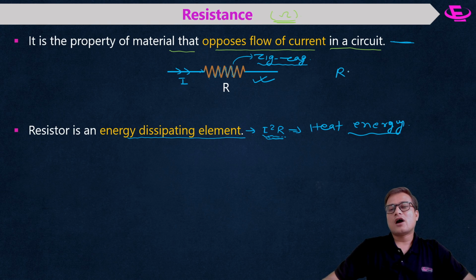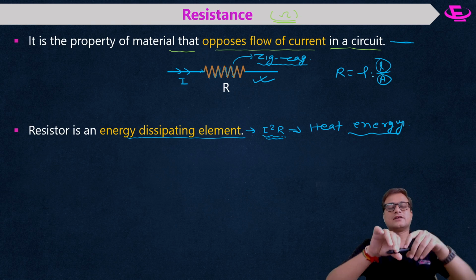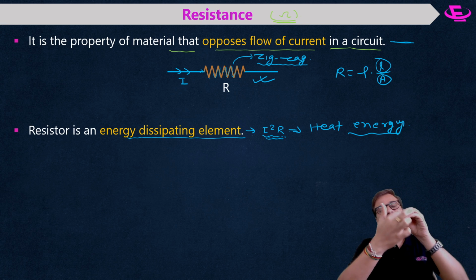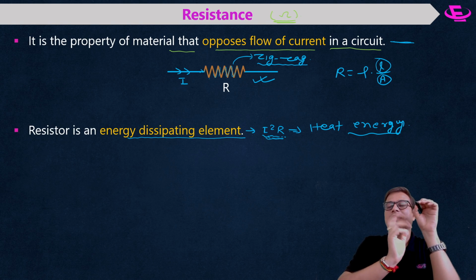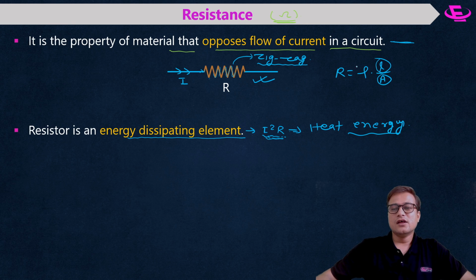If you write the formula of resistance, it is equal to rho into L by A. What is L? L is the length of the wire and A is the area of cross section of the wire. Suppose this is the wire, its cross sectional area is pi r square, the area of the circle. Rho is resistivity. What is the unit of resistivity? To balance the units, the unit of rho should be ohm meter.